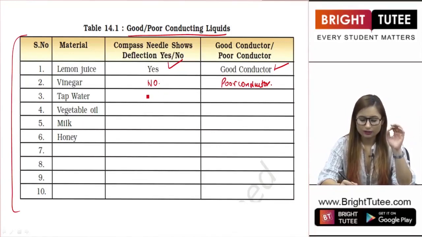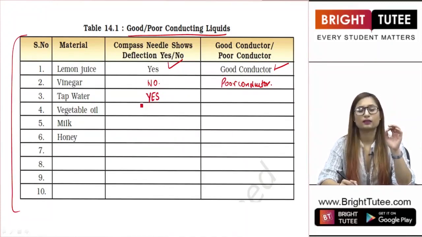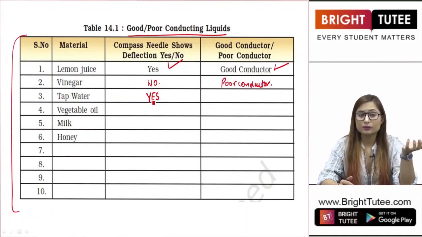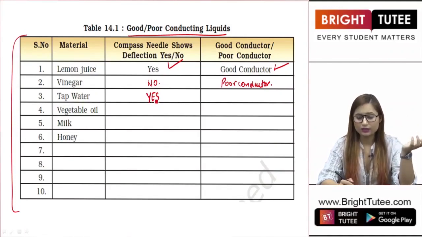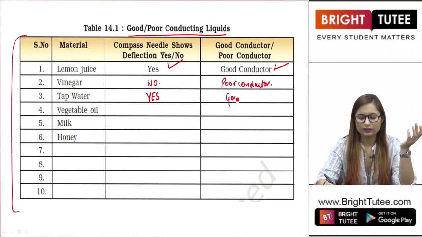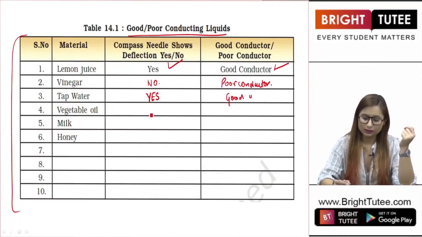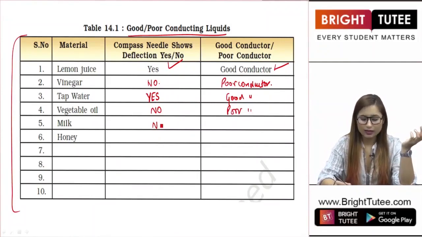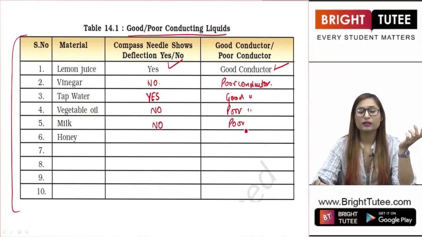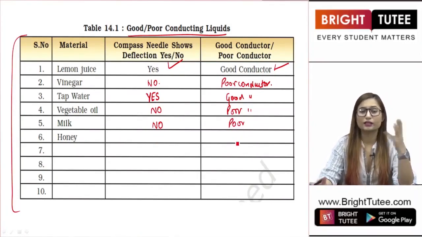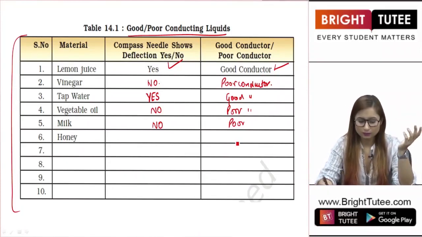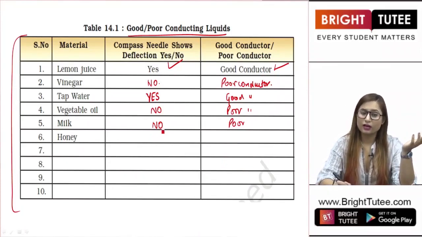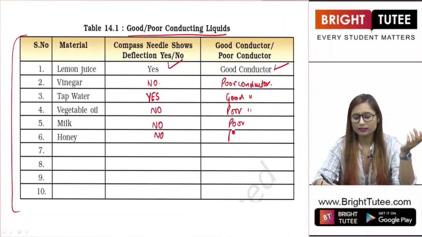Now tap water, yes, tap water conducts electricity because it has different minerals, different salts present inside it. It has impurities which make it conduct electricity, so it is a good conductor. Now vegetable oil, no, oils have no ions present in them, hence they are poor conductors of electricity. Now milk also has no ions, so it is also a poor conductor. It basically has organic compounds in it which do not have any ions, so milk does not conduct electricity. Similarly for honey, no, honey also does not conduct electricity.